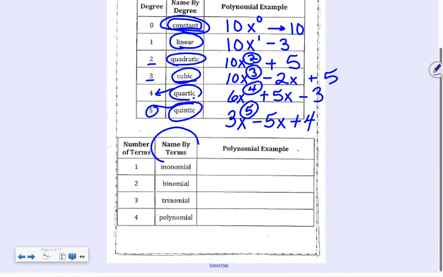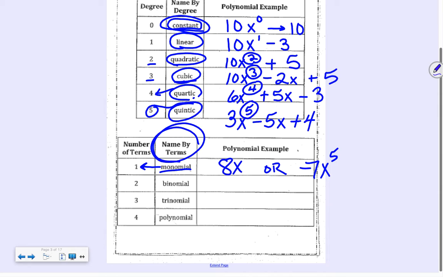Classified by what? The number of terms. Okay? Monomial means you have what? One term. Jenna, you have one term. 8x. Okay. Or could I do negative 7x to the 5th? Would that work? Yeah. As long as you have one term, you have a monomial. So classify by terms, just sit there and count your monomials.